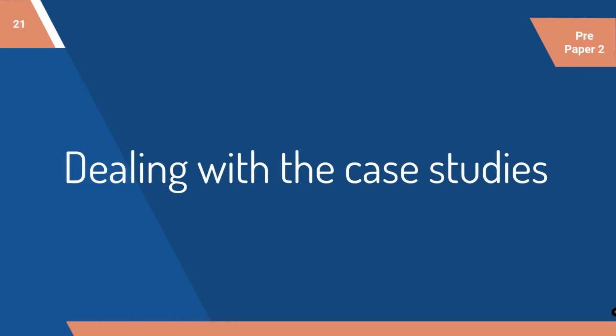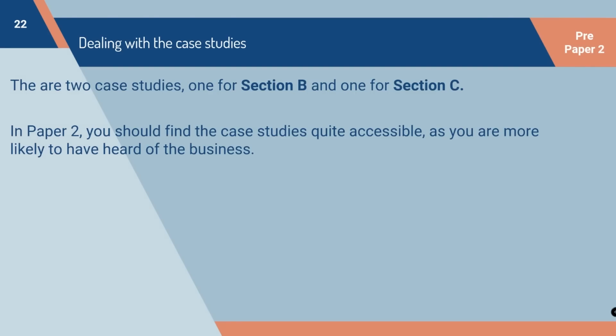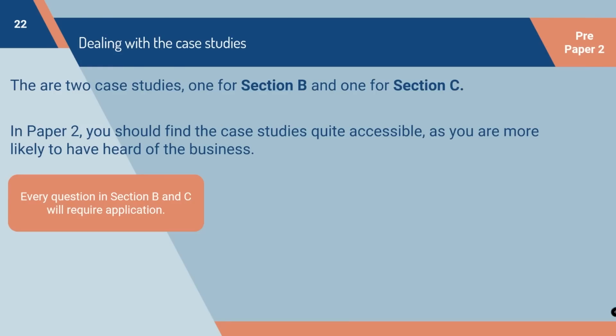Right, dealing with the case studies. We've talked about this before in paper 1, but I think it's really, really important. My big piece of advice: you've got 2 case studies, one for section B, one for section C. You should find the case studies to be quite accessible. You're more likely to have heard of the business. So every question in B and C will require application.